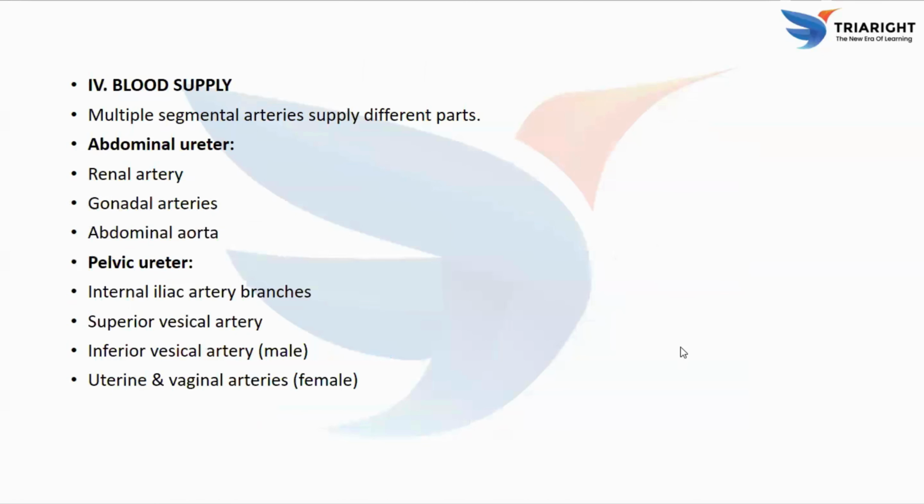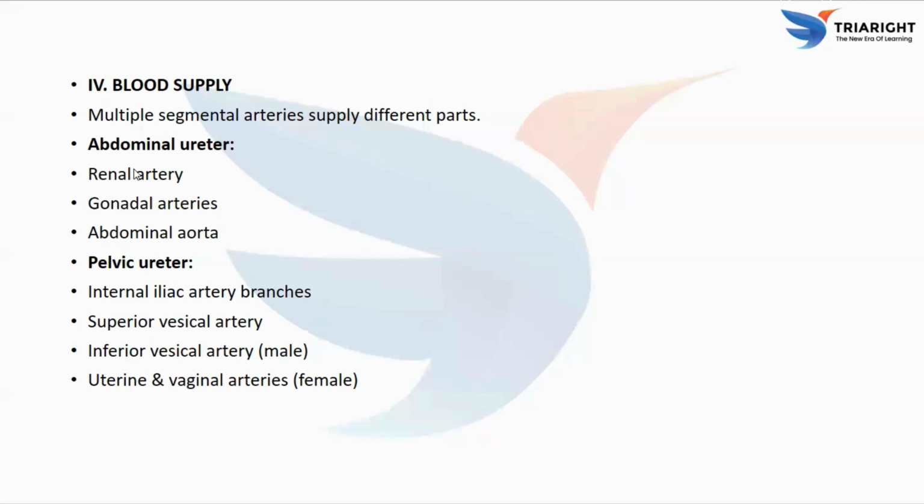And next is blood supply. How is blood supply done to the ureter? The ureter does not receive blood from one single artery. Instead, multiple small segmental arteries supply the different parts of it along the path from the kidney to the bladder. So we divide the blood supply into two main parts. The first is the abdominal ureter and the second is the pelvic ureter.